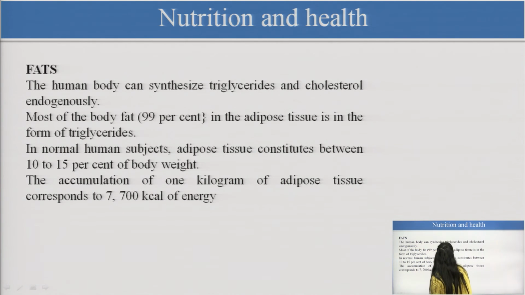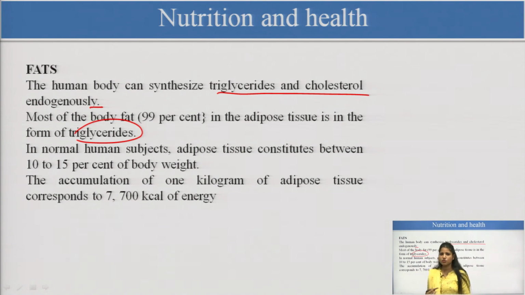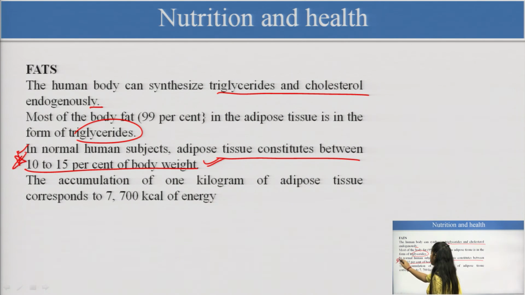The human body can synthesize triglycerides and cholesterol. Most of the body fat in the adipose tissue is in the form of triglycerides, which means it is in the stored form. When it is required, it starts to break down and enter the plasma. In normal human subjects, adipose tissue constitutes between 10 to 15% of the body weight. So, you should keep note of this point.